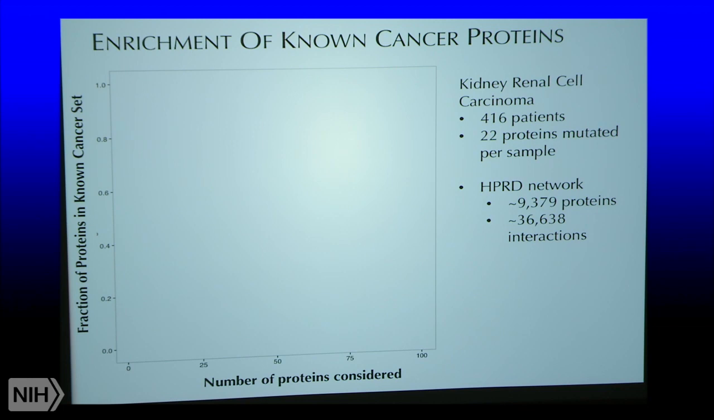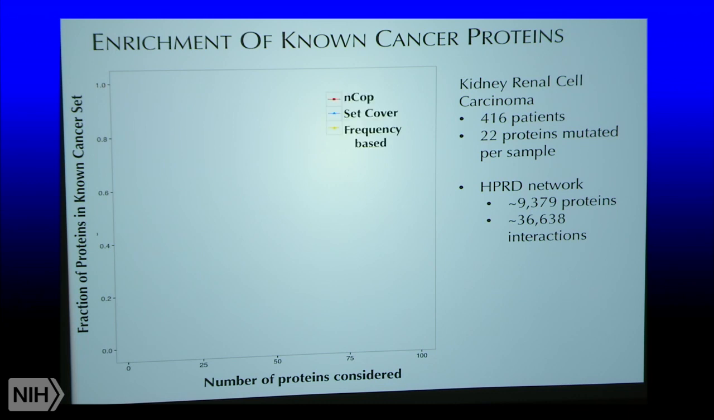Okay, and then we can do the same type of analysis that we did before, where we can look at a particular cancer type. So in this case, kidney renal cell carcinoma, 416 patients. We look at a protein interaction network. Here we use HPRD. We've tried other networks as well. And we use the score that's output by NCOP, which had to do with the number of subnetworks the protein or gene was found in.